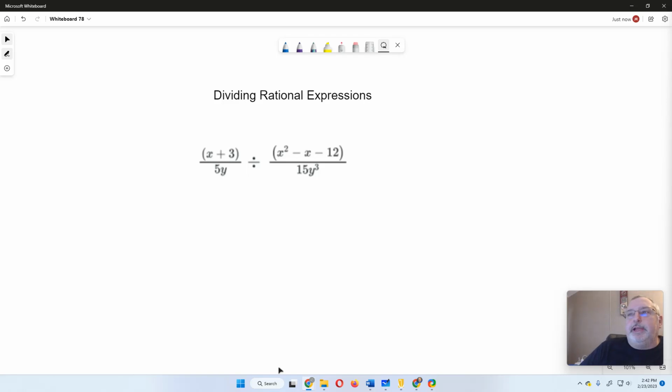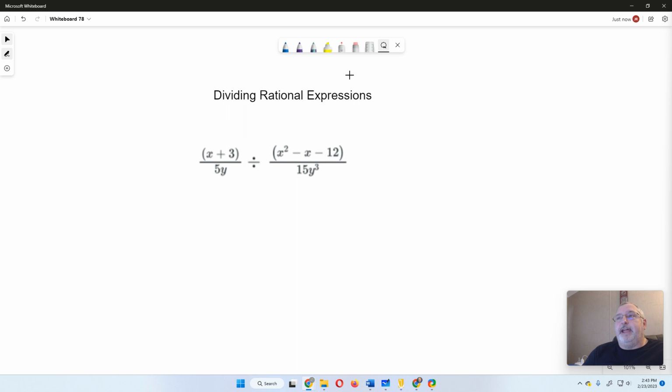Everyone, this is Jason. We're looking at how to divide with some rational expressions. So this is similar to an example you're going to see in one of your lessons. So we have two polynomial expressions. One part's a polynomial, the other part's a monomial. So it's a polynomial expression. And we're going to divide these.